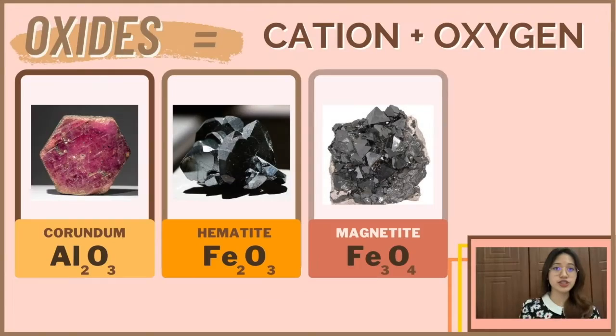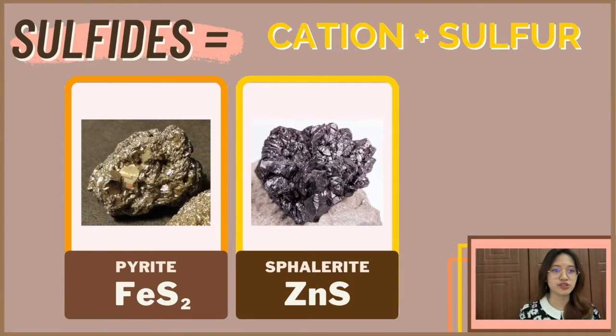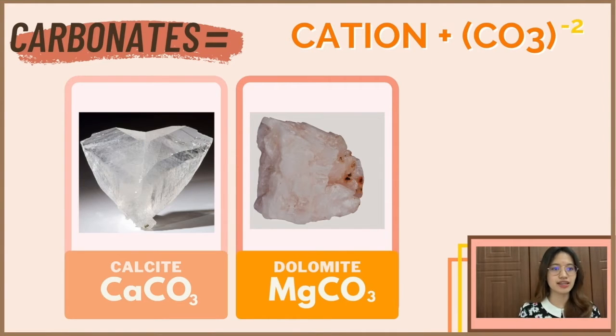Now, let's quickly discuss the 6 subcategories of non-silicate minerals. First are oxides, which contain cations bonded with oxygen. Some examples are corundum with aluminum and oxygen, and hematite and magnetite with iron and oxygen. Second are sulfides, which are composed of cations plus sulfur. These include pyrite or fool's gold with iron and sulfur, and sphalerite with zinc and sulfur. Third are carbonates, which contain cations plus the carbonate anion. Known examples of these are calcite and dolomite.